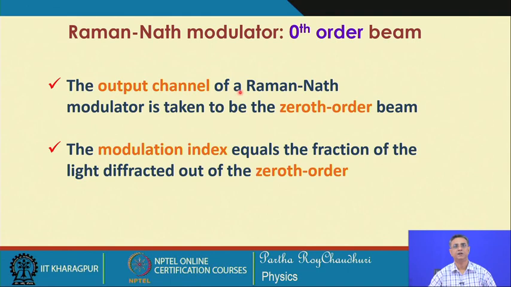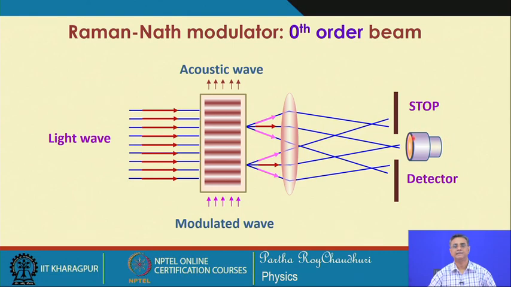So, the output channel of a Raman-Nath modulator could be the 0th order. If we consider that the 0th order is the output channel, there the intensity will go from maximum to minimum, that would be the modulation. Therefore, the modulation index equals the fraction of the light diffracted out of the 0th order to the various higher orders. So, we can put the detector at the 0th order and we stop all the higher orders. We just look at the variation in the intensity in the 0th order.